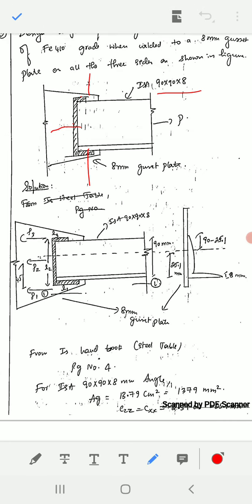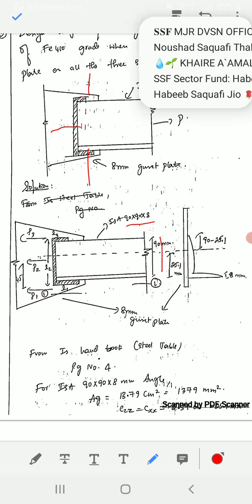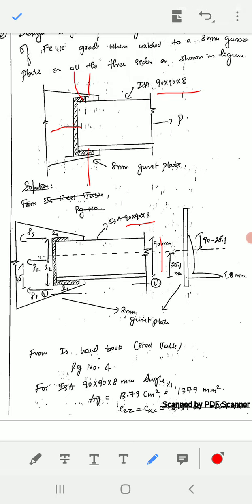See here, ISA 90 into 90 into 8, and whenever 90 comes, this distance will be 90. And why have I drawn it reversed? Any idea? Because in the question, where this is small and this is more, wherever more weld length is there, that portion will be the leg. Remember that. So this is the leg, where this 25.1 is the CXX value, as I told, from the steel table, which I'll show later.